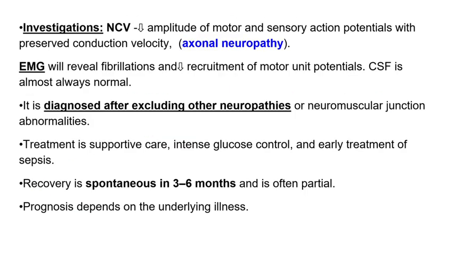Investigations include nerve conduction studies, which show a decrease in the amplitude of the motor and sensory action potentials with preserved conduction velocity, which denotes axonal neuropathy. Electromyography will reveal fibrillations and decreased recruitment of motor unit potentials. CSF is almost always normal. It is a diagnosis of exclusion of other neuromuscular junction abnormalities. Treatment is supportive, with intense glucose control and early treatment of sepsis. Recovery is spontaneous in 3 to 6 months and is often partial. Prognosis depends upon the underlying illness.